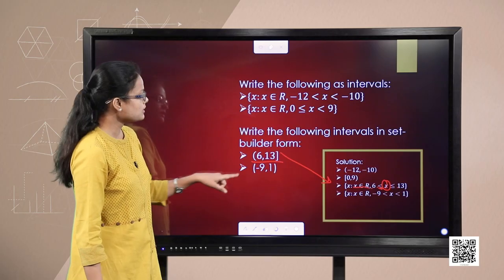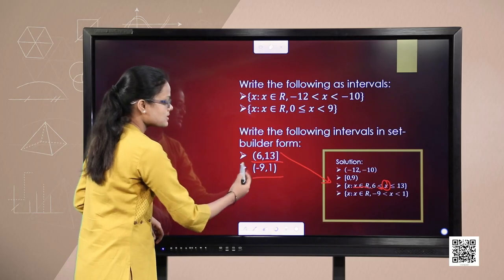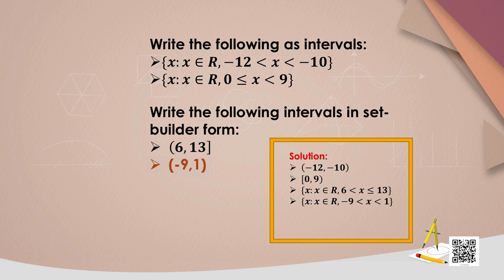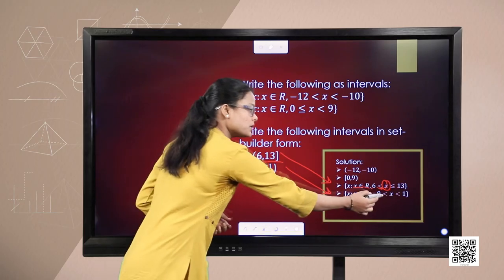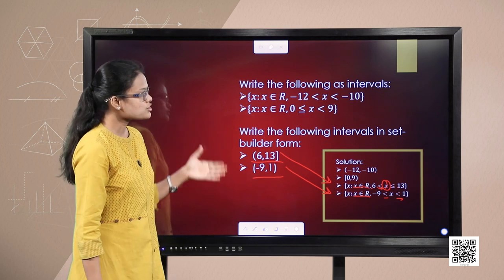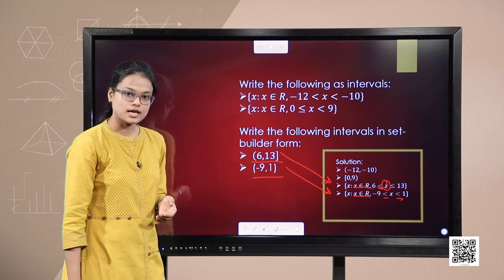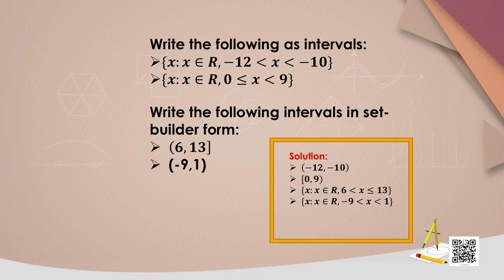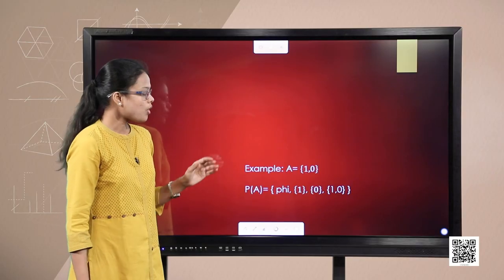Okay. Similarly, let us write this interval minus 1 and 1, which is an open interval, in set builder form, which is represented as the set of all those real numbers which are lying between minus 9 and 1. Yes, both are not included in the interval, so there will be strict inequality. Okay, students, hope you have understood how you have to represent sets in interval form, and an interval in set builder form. Now, observe this example.